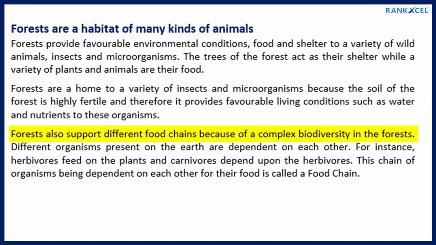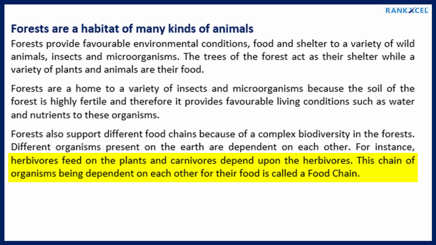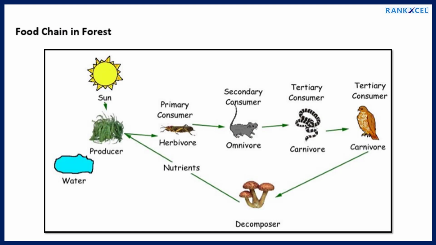Forests also support different food chains because of a complex biodiversity in the forests. Different organisms present on the earth are dependent on each other. For instance, herbivores feed on the plants and carnivores depend upon the herbivores. This chain of organisms being dependent on each other for their food is called a food chain. Food chain in forest.